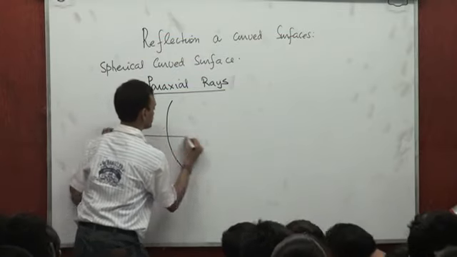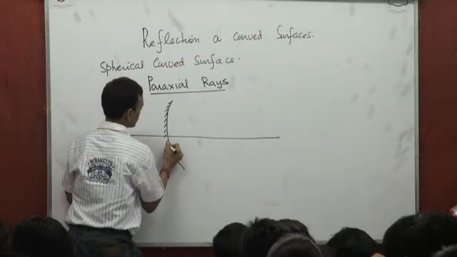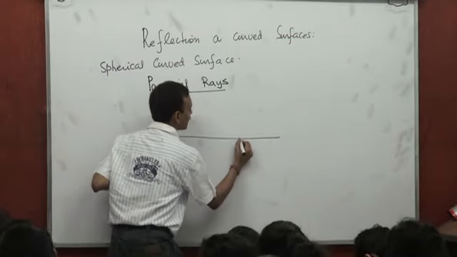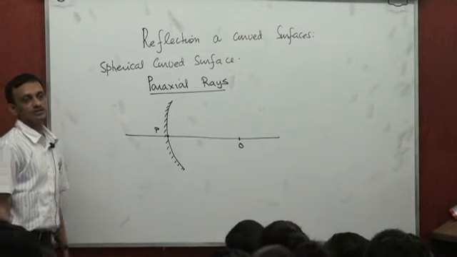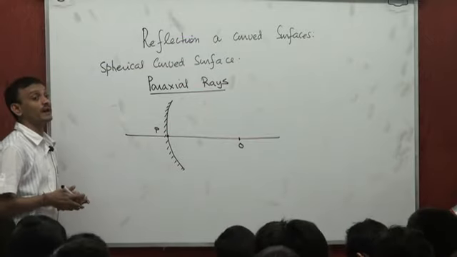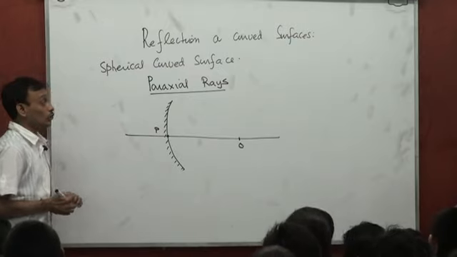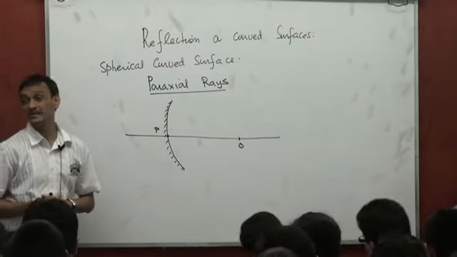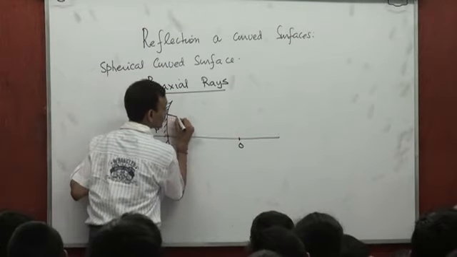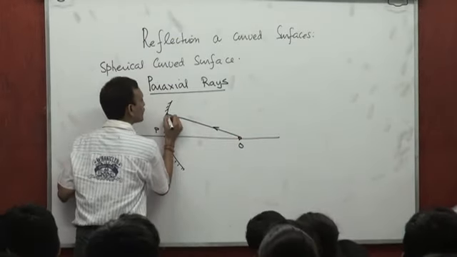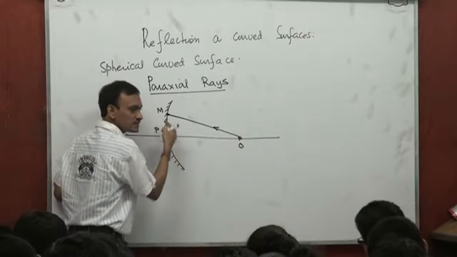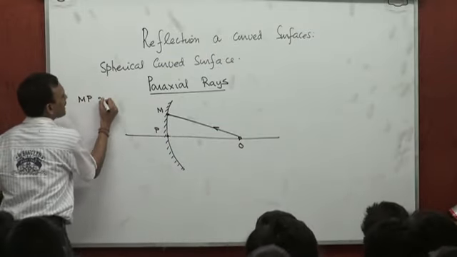Suppose this is a mirror. Pole P of the mirror, and let's say this is an object O. We would look into image formation by the mirror, for rays that start from O and are incident very close to P. The point of incidence, M, is very, very close to P. MP is practically zero.